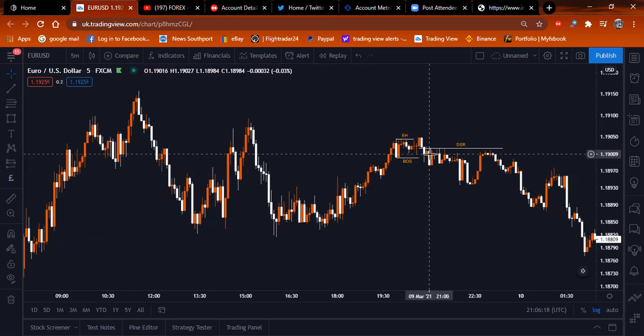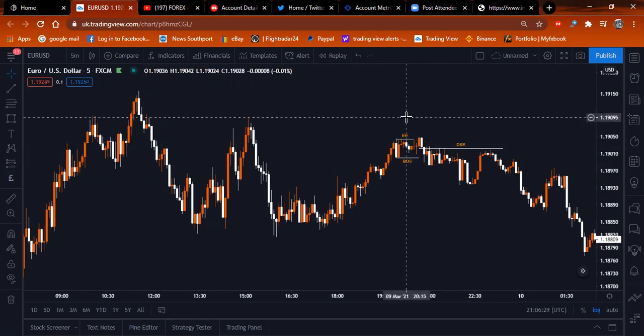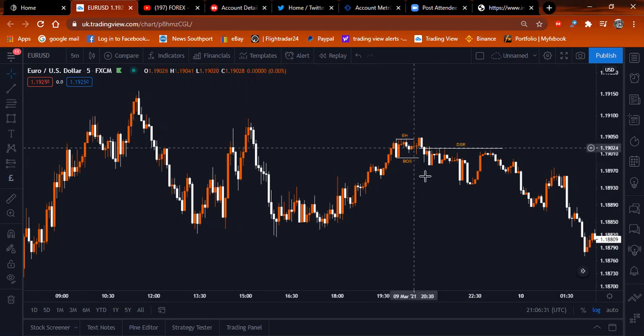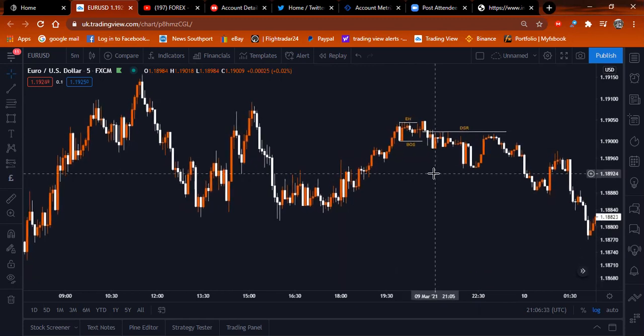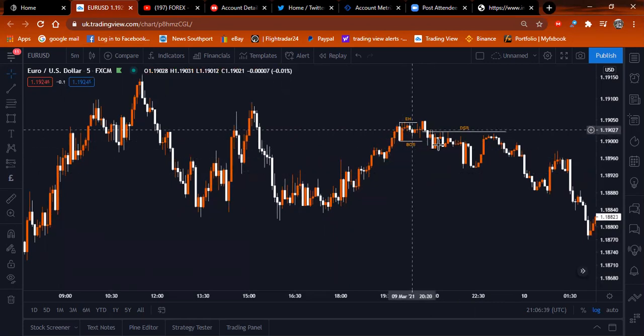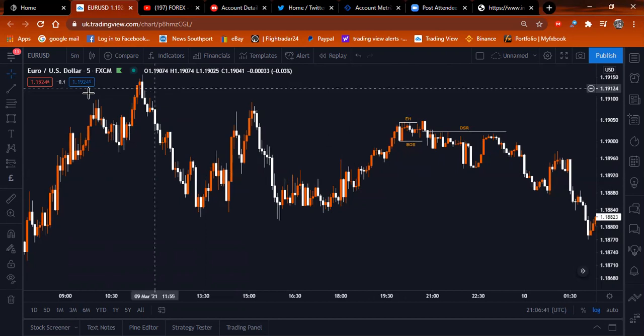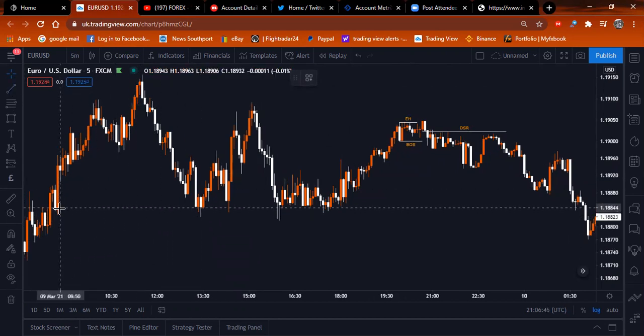Now I had my order set to this wick here, so as you can see, price within the next few candles hit my order, and my stop loss was just riding above this high. Now straight away, when you're looking for a trade, you want to look for where you're going to offload your shorts or your longs. In this case I was short, so I look for clean lows.